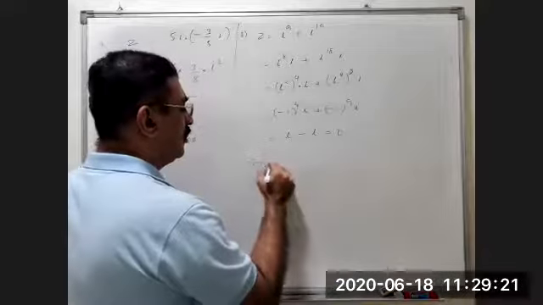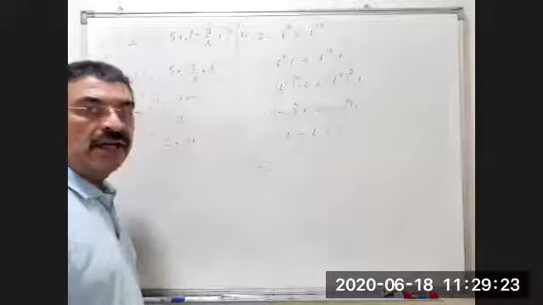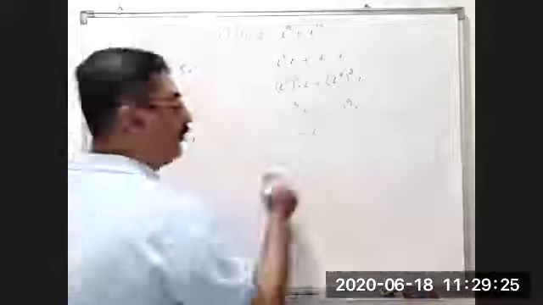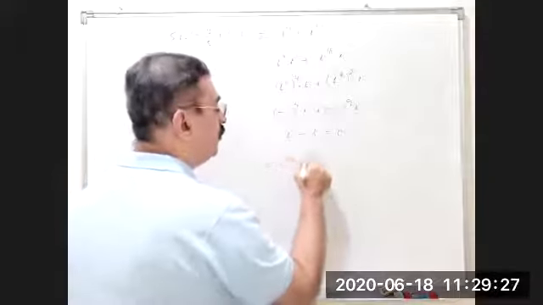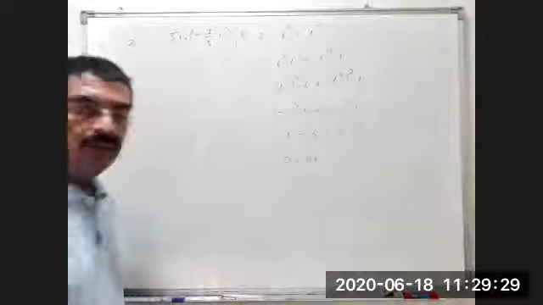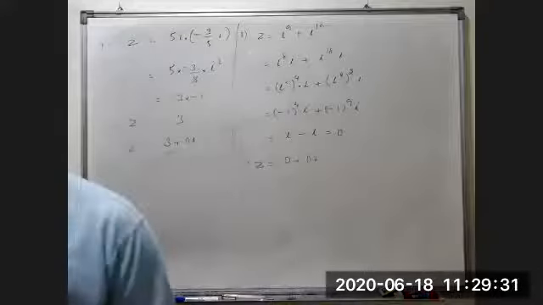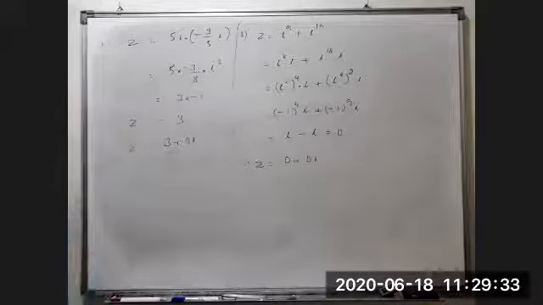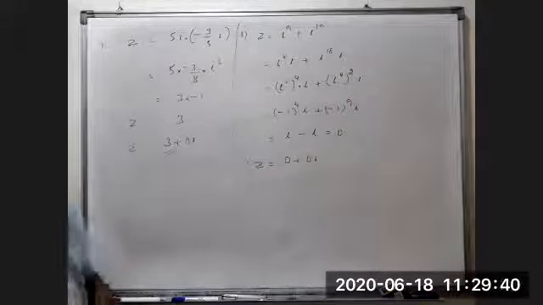Therefore, our aim is to write that in A plus IB form. So how much will it be? A plus 0I. A plus IB form. Third one.